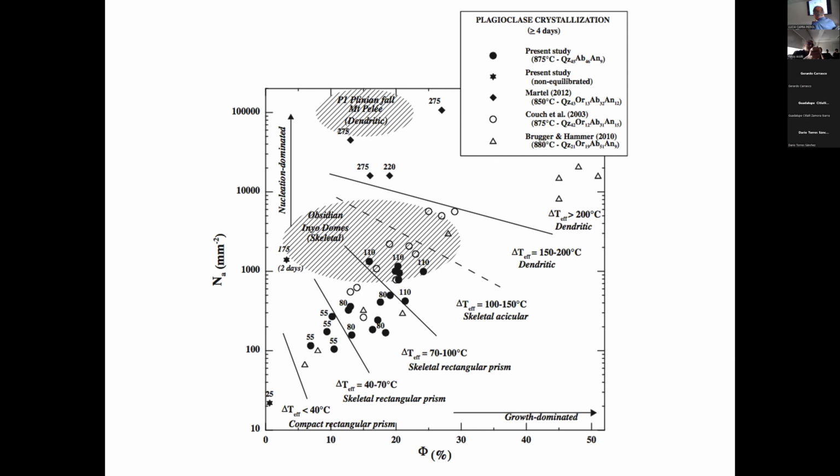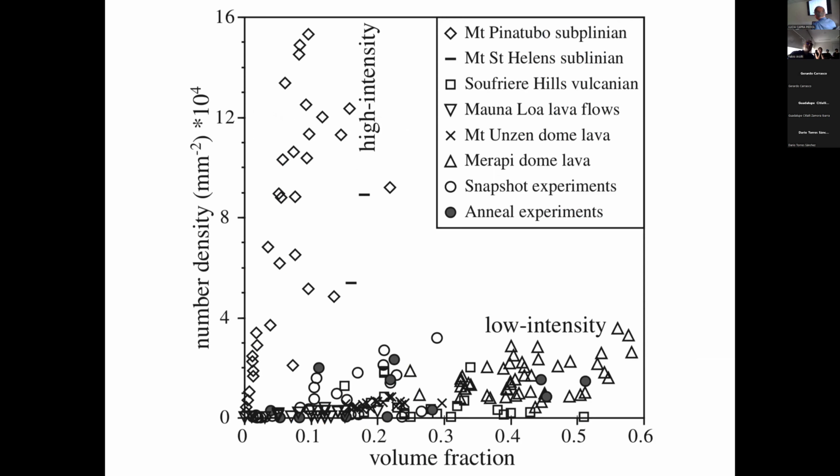If we do this with experiments, for instance, or if we start from evidence from natural samples using this kind of diagram obtained from experiments, what you can do is better understand which processes are controlling activity. Here we have the same diagram with number densities versus volume fraction for different eruptions. So the crystal number density and the volume fraction here are calculated for plagioclase, for products of Pinatubo, Mount St. Helens, South Hill, and so on.